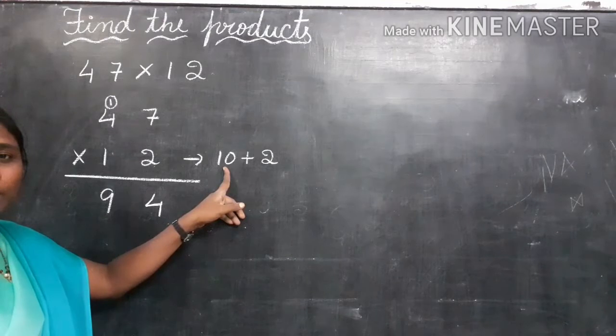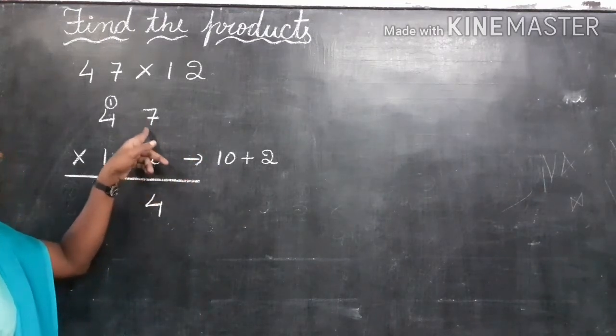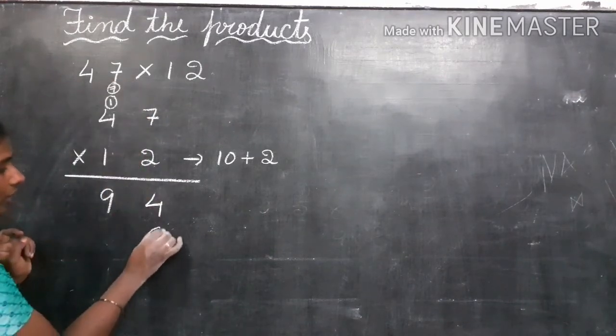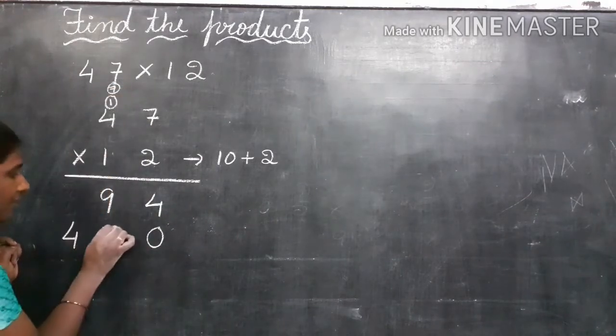Next we have to multiply with 10. 10 sevens are 70. So 7 here, 0 here. 10 fours are 40. 40 plus 7, 47.